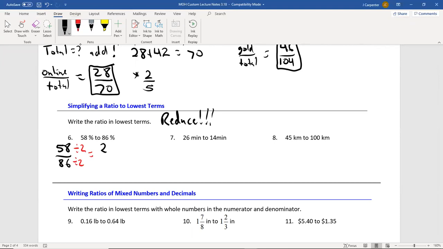Well, half of 58 is 29. Half of 86 is 43. 29 is prime, 43 is prime. Nothing goes into both of them besides 1, as far as we can take it.